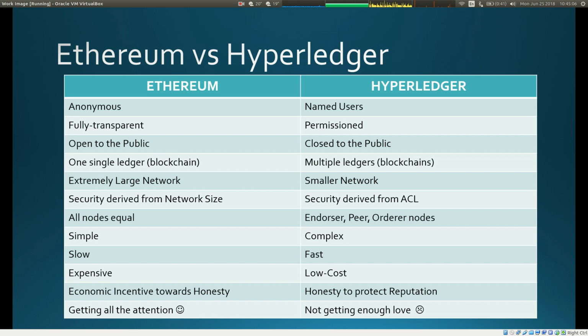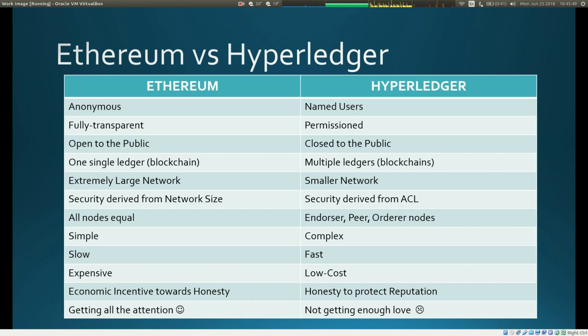Hyperledger also introduces a concept of channels, or the idea of having multiple ledgers or multiple blockchains. It's another big difference from Ethereum. On Ethereum, everything lives on one single blockchain or one single ledger. In Hyperledger, you can create multiple ledgers. Ethereum is obviously a much larger network, and the security, the data immutability it provides is derived from that large network size. Hyperledger conducts transactions a little bit differently, as we'll see here in a minute, and so the security in a Hyperledger network is defined by its access control rules.